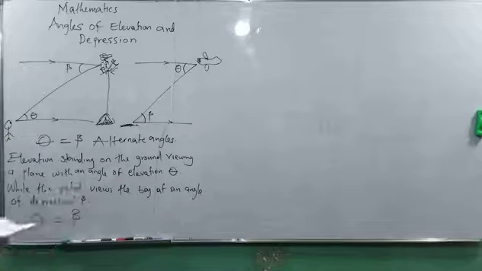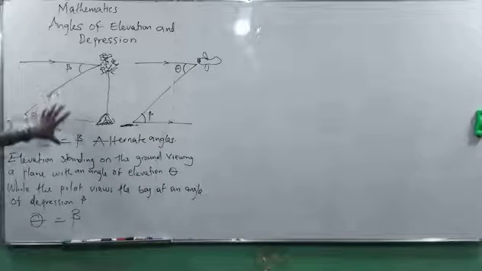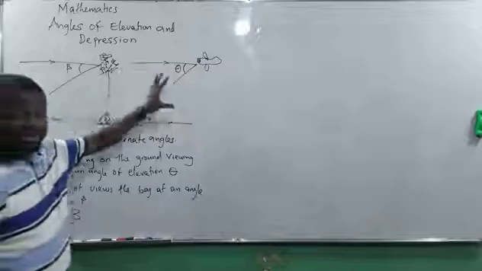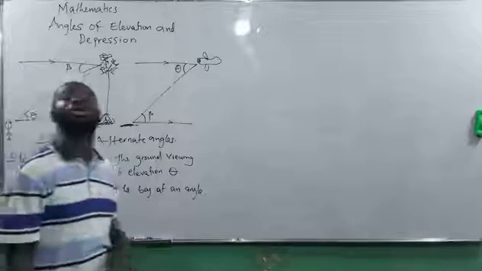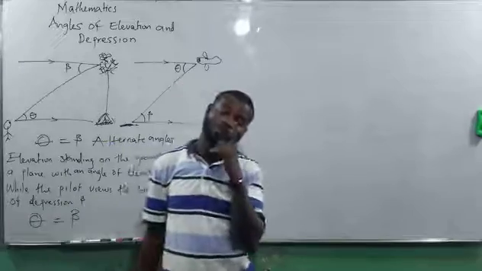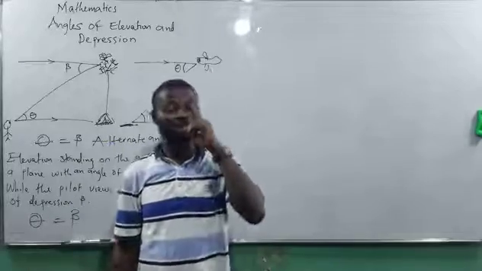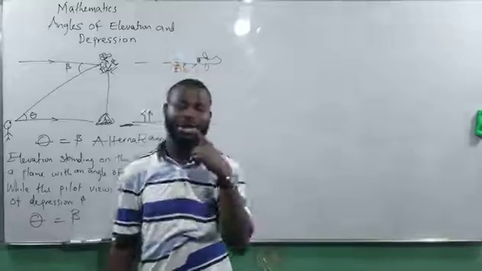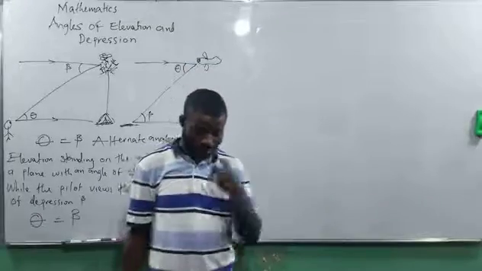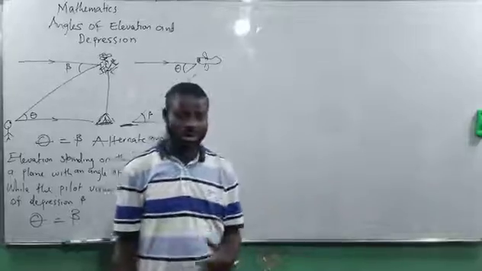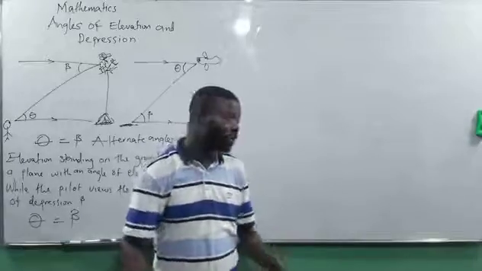Now, look at this particular thing. These are observation videos. I just want to explain. Normally, when you are looking up at an object, from here to up is elevation. But if somebody is looking down, from here to down, that is depression. That is the normal way.